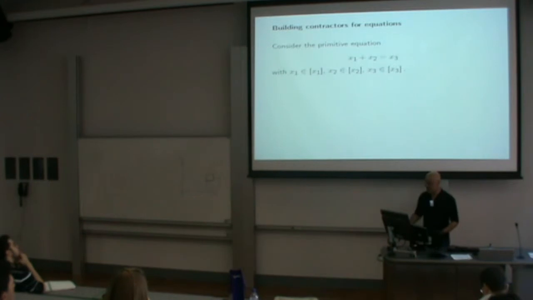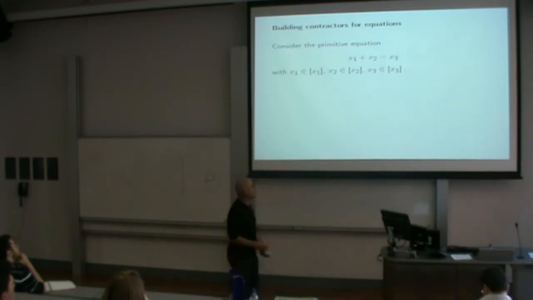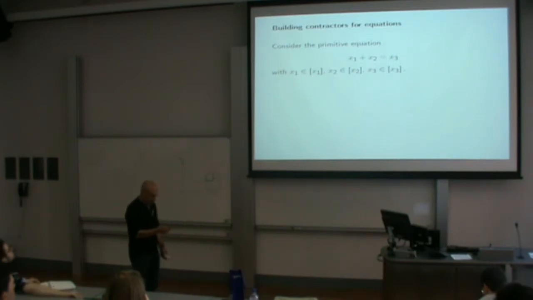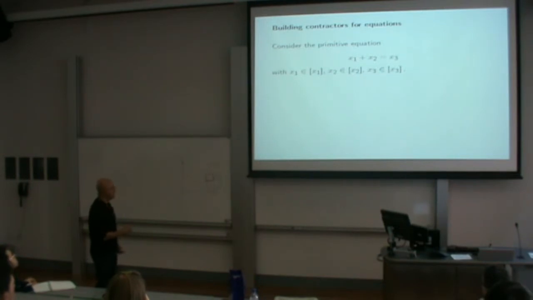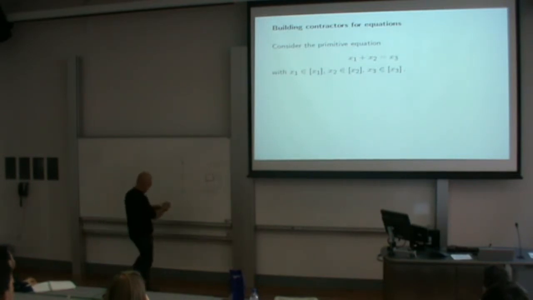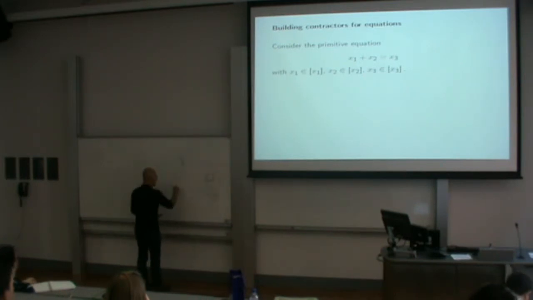So, how can I build contractors? Contractors are built using interval arithmetic. I will show you a simple example of how this can be done. Consider an equation relating three variables, x1, x2, x3. For all x1, x2, x3, we have an interval. So here, for instance, I have an interval x1 and an interval x2. This corresponds to this box.